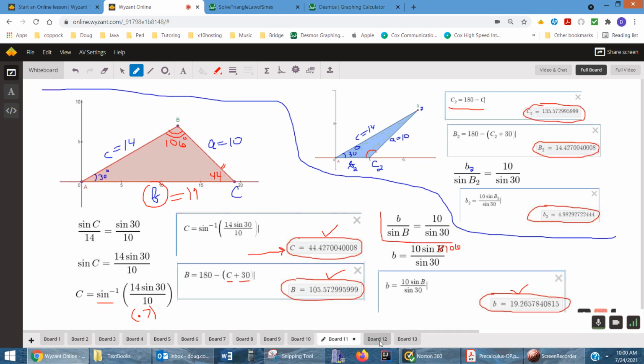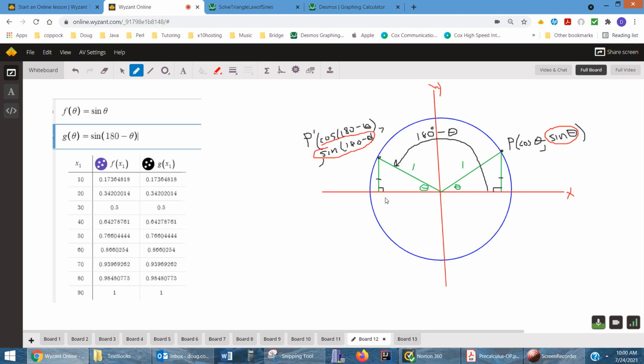So let me go to board 12 and talk about that for a second. What's true on the unit circle is if you picture an angle theta in the first quadrant and then a corresponding reference angle of theta in the second quadrant, the sines of those angles are equivalent. They're the y-coordinate of a point on the unit circle. And the terminal side of this angle is 180, take away theta. And so the sine of 180 minus theta is always equal to the sine of theta. And this table kind of proves it right here. You can see these are all equal.